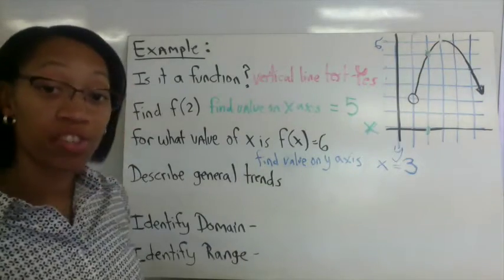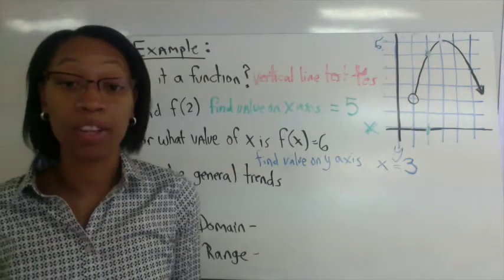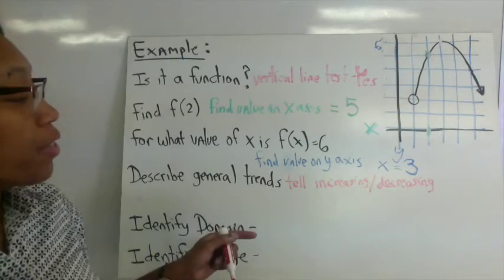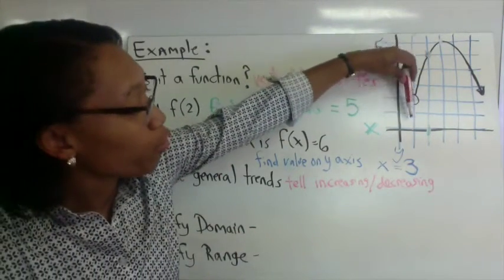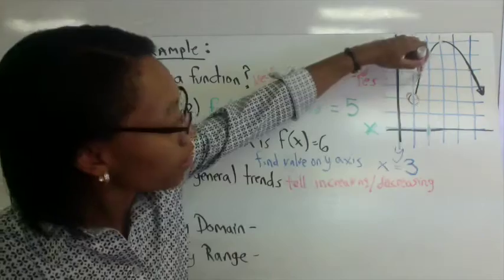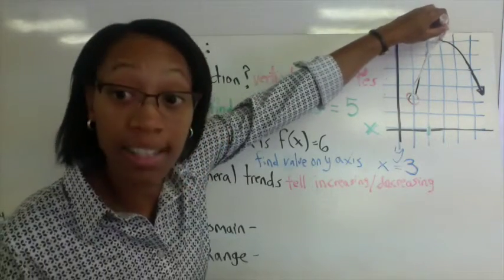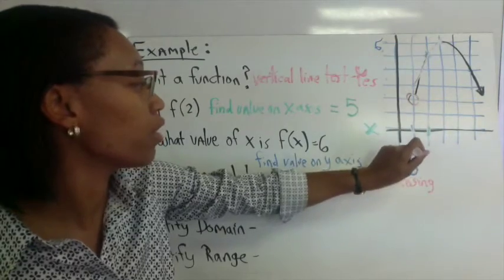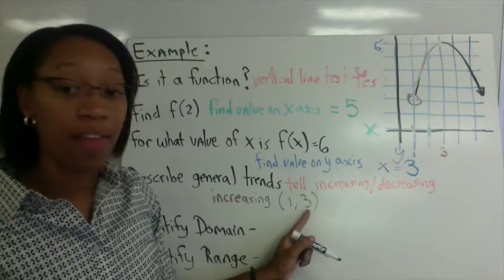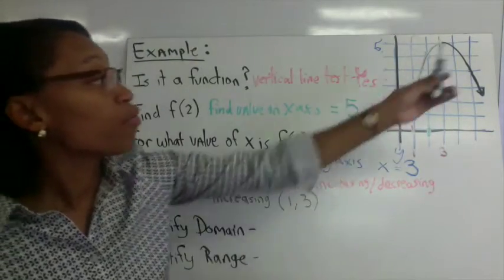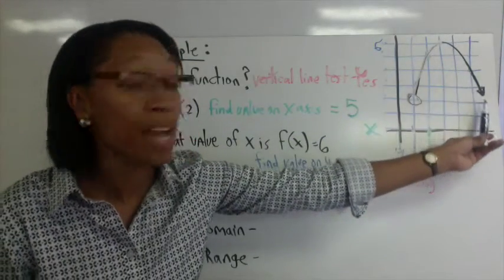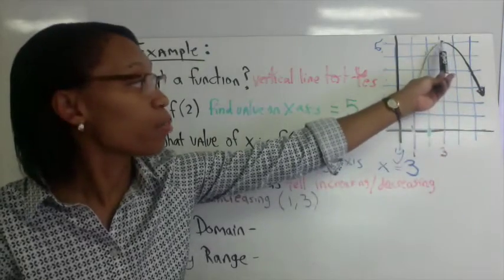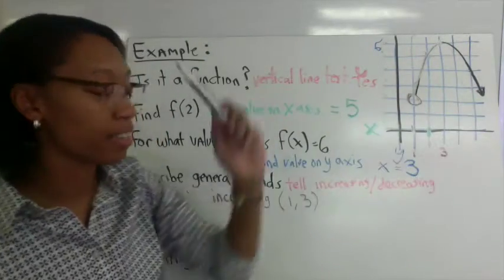When it asks you to describe the trends, I want you to tell me where the graph is increasing and decreasing. And it looks like the graph is increasing on the interval from here, increases till it gets to the max up here. Okay, so we're increasing from 1 to 3. And then we're decreasing from 3 on down when we have an arrow, which means it goes on forever. So I'm going to use my infinity sign for that. So from 3 to infinity, it is decreasing.